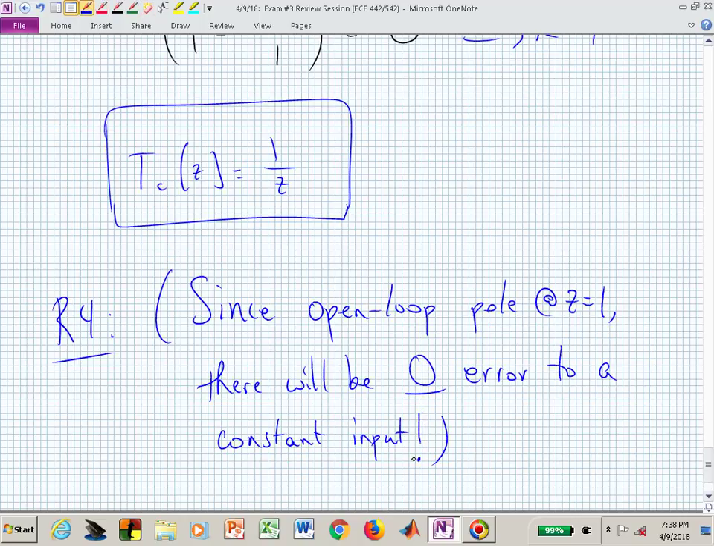Is the closed loop system stable? What is governing our closed loop system? T sub c of z, what we're trying to design. Is that guy stable? Are its denominator roots inside the unit circle? The root's right at the origin, it's a deadbeat. So yes, it's stable.